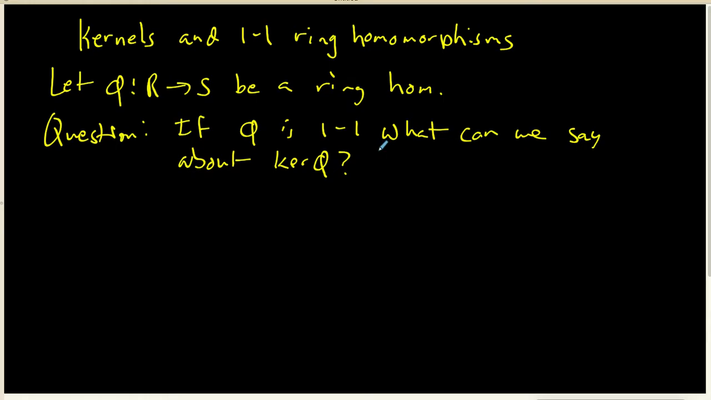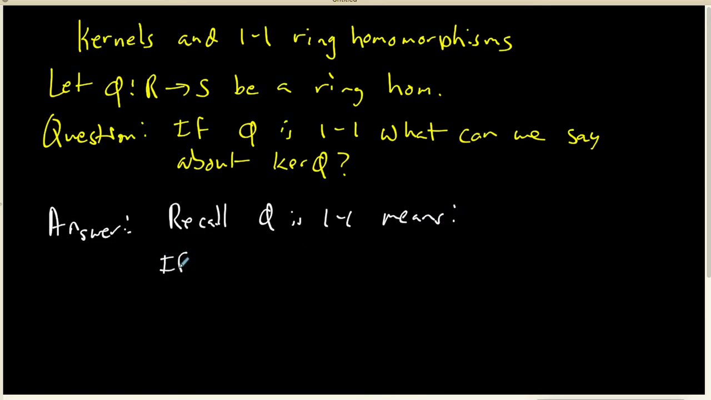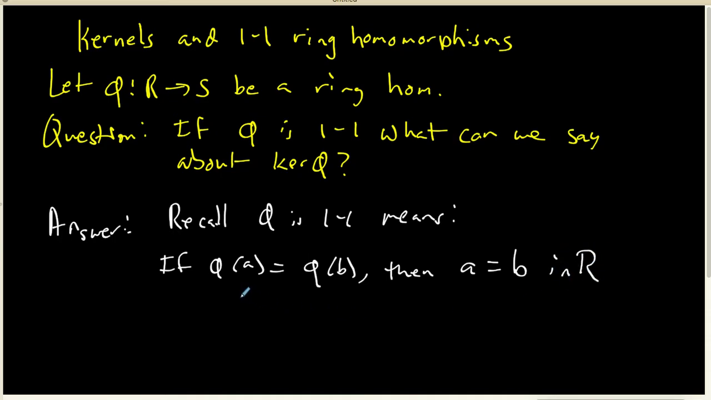Hopefully you did stop the video and think about the question, and now what I want to do is look at the answer to this question. So let's look at the answer. Well, the first thing that I want to do is recall that one-to-one means something very important. If we happen to have phi of A is equal to phi of B, then we know that A and B are exactly the same element in our domain ring R.